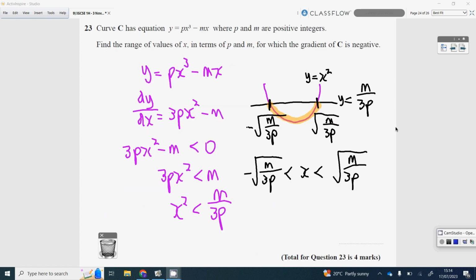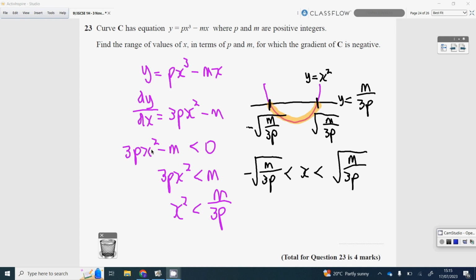Question 23. Now, we want the range of values where the gradient of c is negative. So when you differentiate it, you want the set of points which is less than 0. So differentiating this, I get dy/dx equals 3px squared minus m. Remember, you multiply by the current power, so that's 3, reduce the power by 1. So that first term becomes 3px squared, and minus mx will become minus m. And we want the set of values where this is less than 0, because we want the set of values where the gradient is negative.